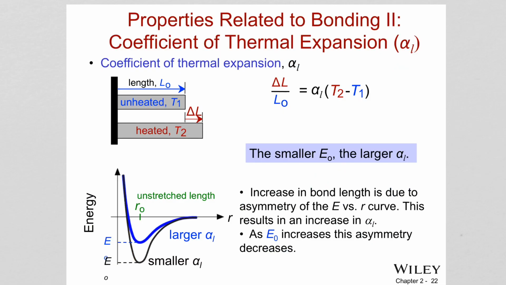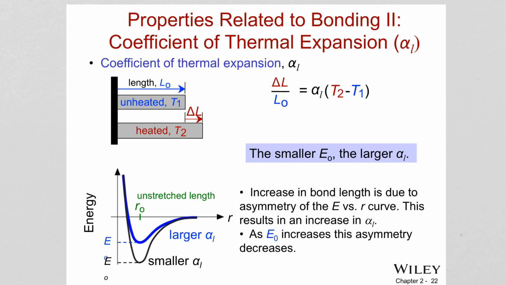Another property that is affected by the strength of the bonding is the thermal expansion coefficient. In this case, the smaller the bond energy, the larger the thermal expansion coefficient. Again, think about it: when a material expands, the bonds have to stretch, and if the bonds are weaker, like in the case of smaller bond energy, then they can easily stretch when heat is applied, therefore causing a larger thermal expansion coefficient.